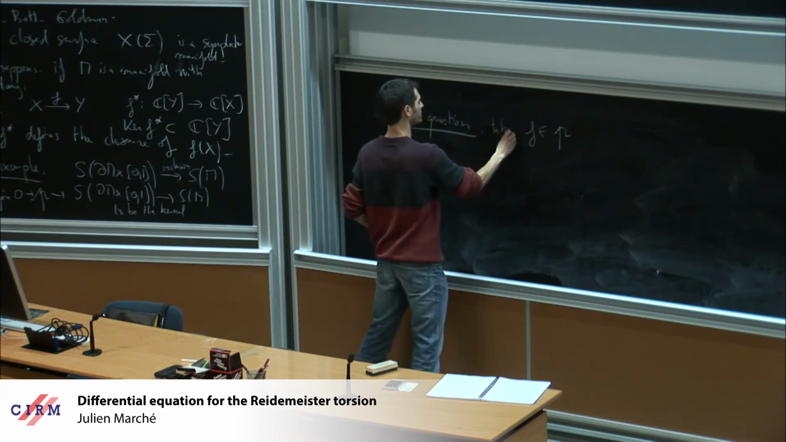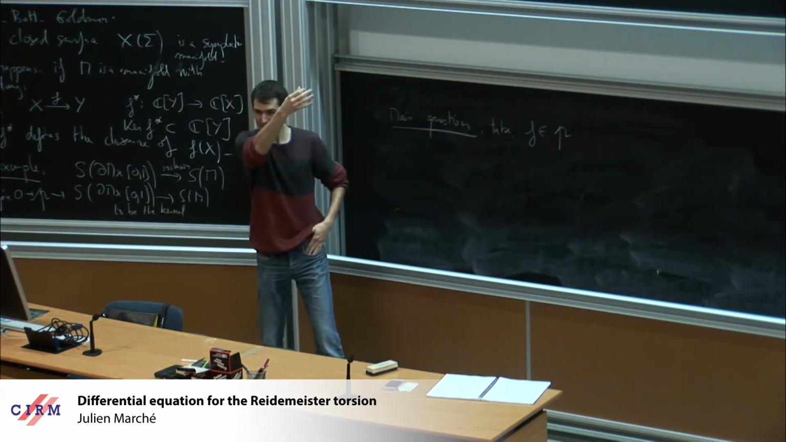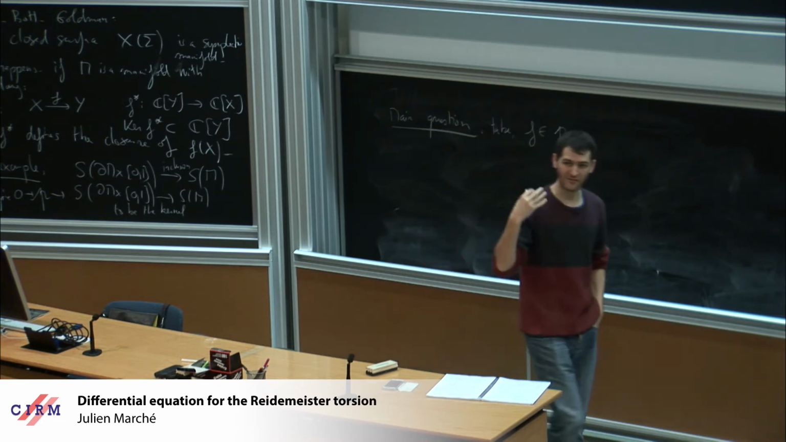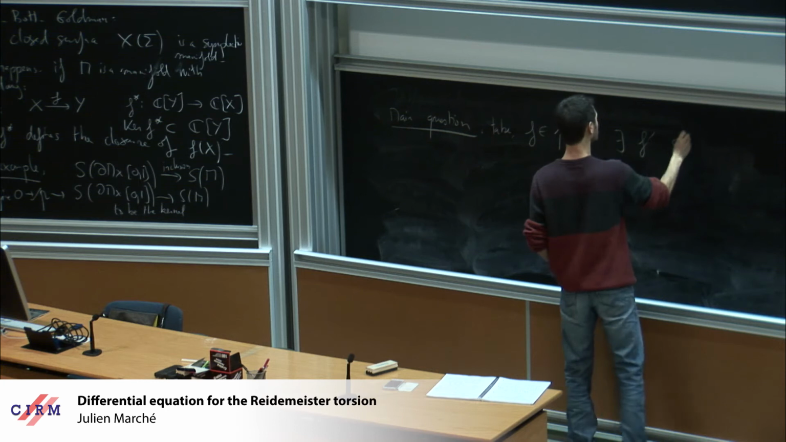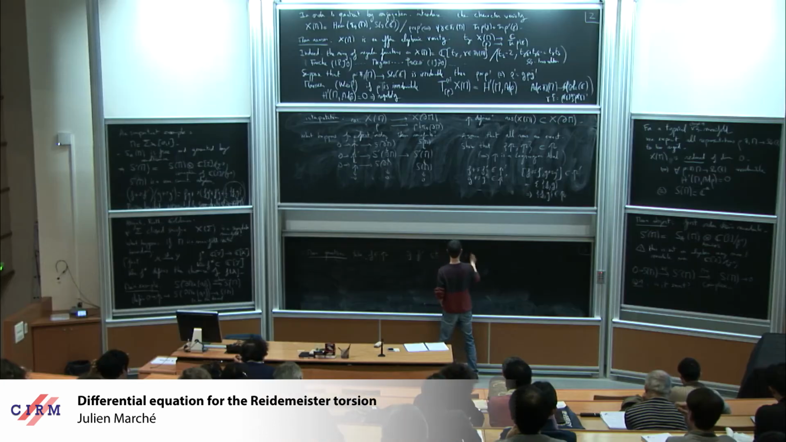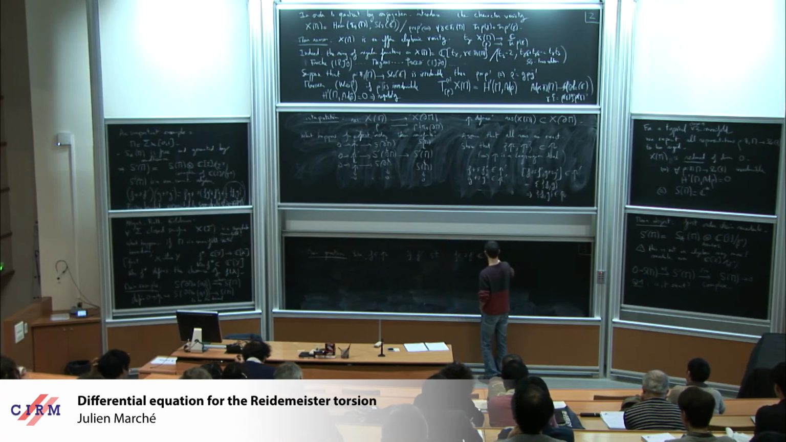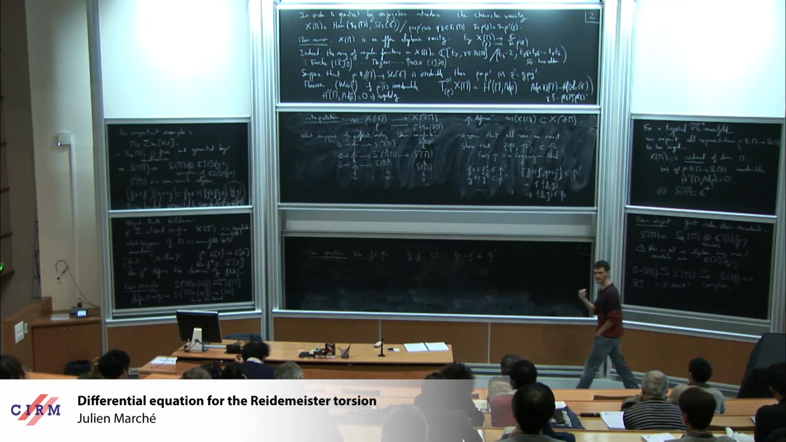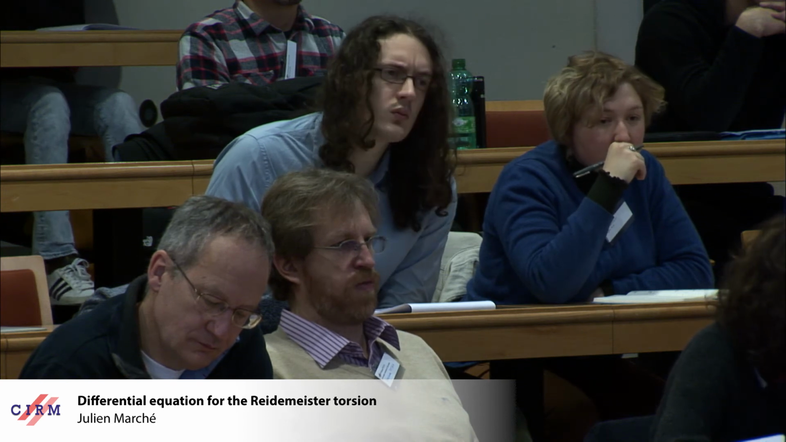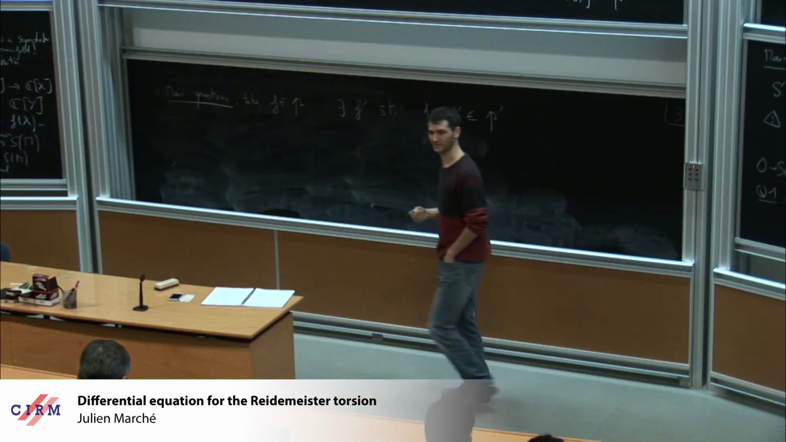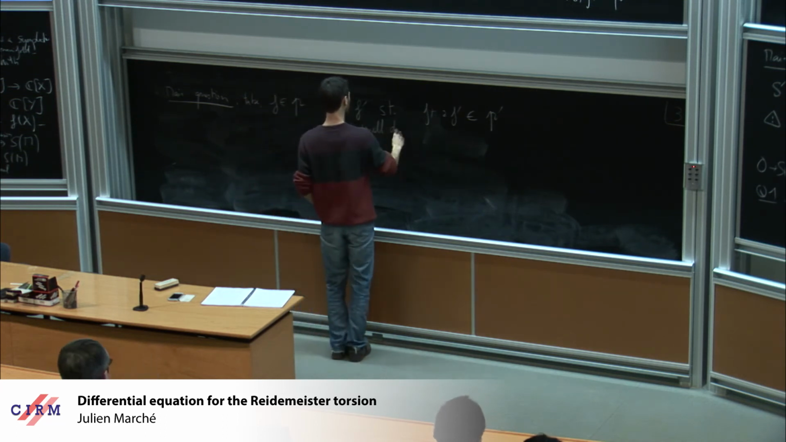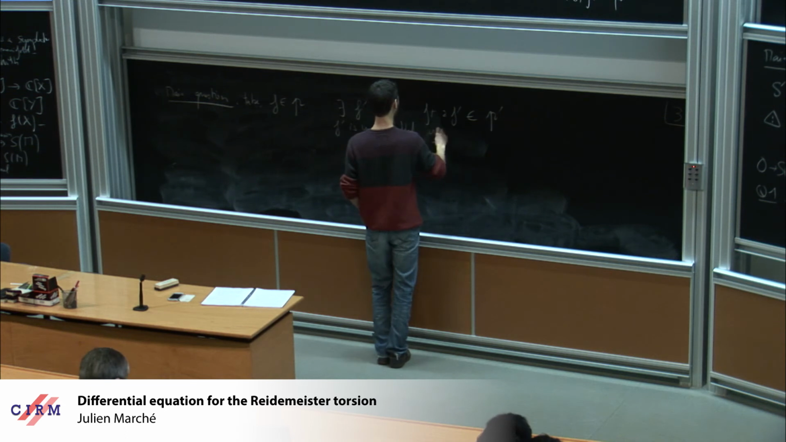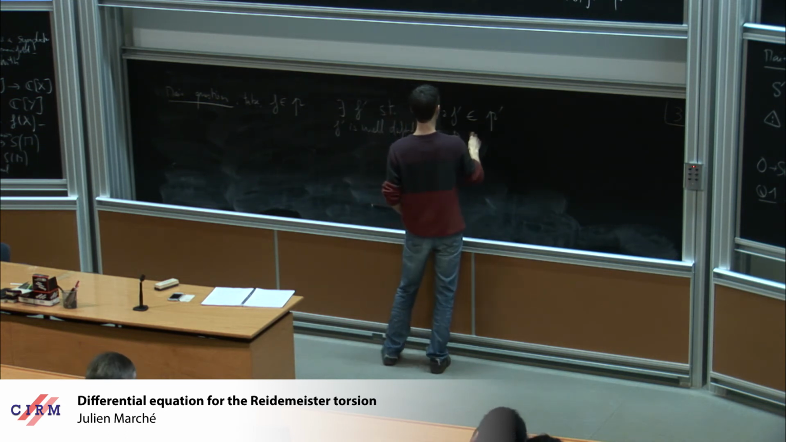Take F in P. Well, the assumption of surjectivity tells you that there exists F prime such that F plus epsilon F prime is in P prime. Okay? And if you think about it, F prime is well defined up to some specific element which is in P. F prime is well defined up to an element of P.